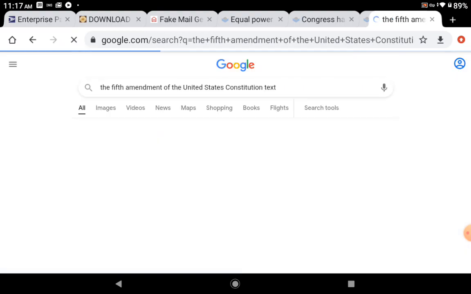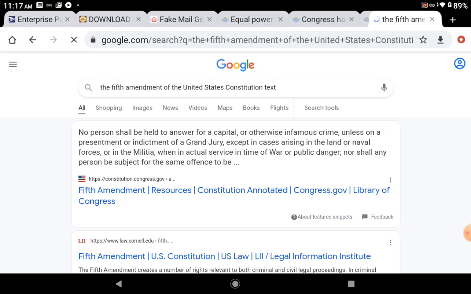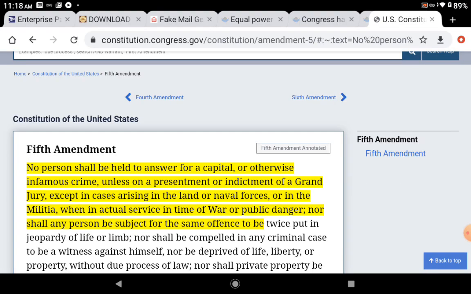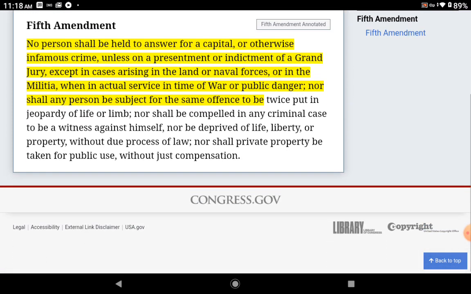Okay. Now, no person shall be held to answer. We're going to skip all this other junk and go straight to the text, skipping the other material in the middle because it is not applicable. We don't care about capital or otherwise infamous crime. We only care about any crime, because a person being held for something that is not a crime, well, that's kidnapping. Kidnapping is illegal. No person shall be held even to answer.